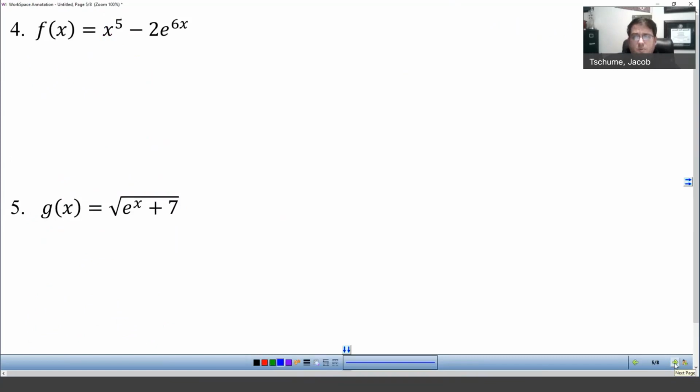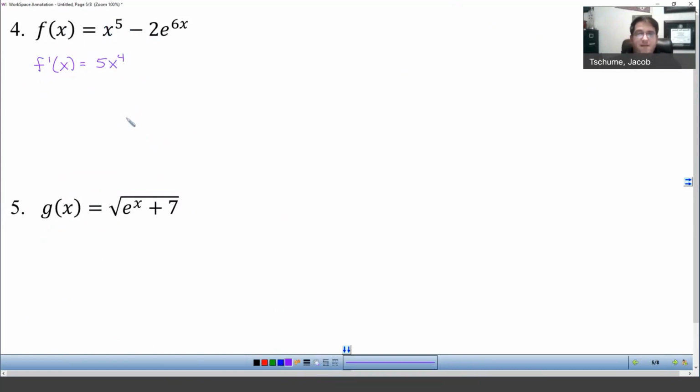All right, let's do a couple more. Number 4 is just kind of starting to combine rules here. What if f of x is x to the 5th minus 2e to the 6x? When you go to find the derivative of this function, since it's just being subtracted, you take the derivative separately. First off, the derivative of x to the 5th is just a power rule.